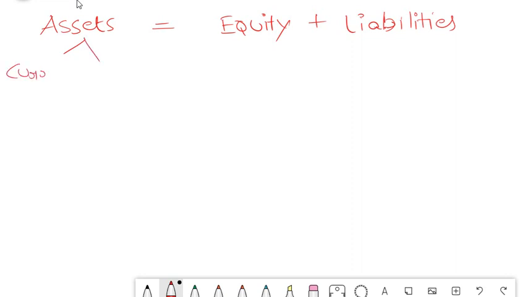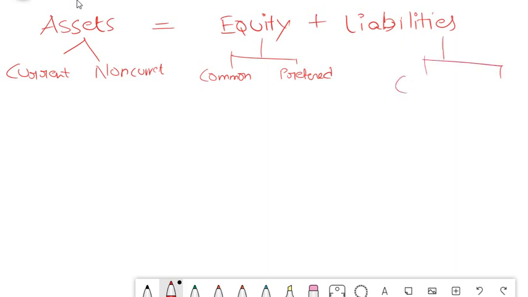One is current, another one is non-current. And in equity there are again two types. One is called common, another one is called preferred. Again, in your liabilities there are two types. One is called current, another one is called non-current, friends.